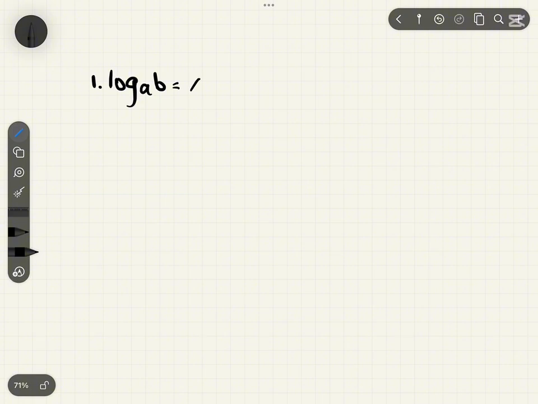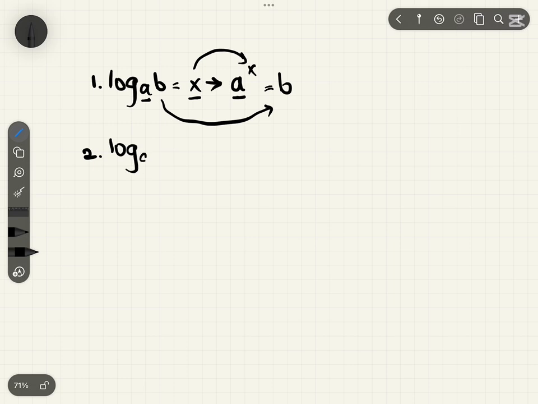Log to the base of a of b equals x basically means that a to the power of x equals b, because a is the base, x is the power, and b is the argument that is being put. Thus, this is the way you can change exponential and logarithm form into each other. The second thing is that log to the base of a of a, being equal to 1, is always equal to 0.